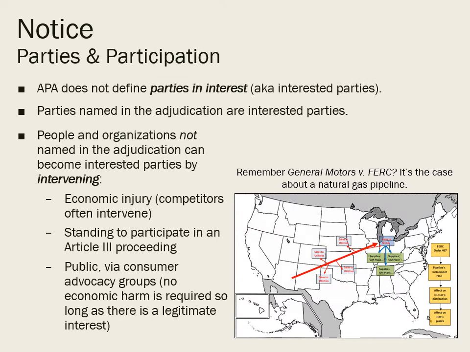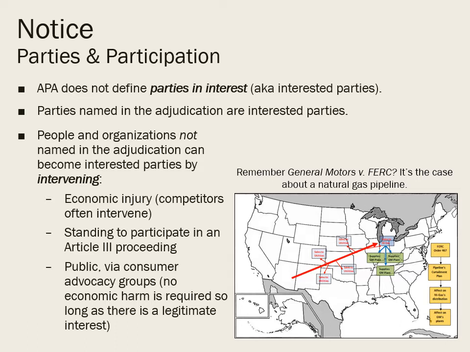Now let's talk for a moment about interested parties, otherwise known as parties in interest. That's the official term. The APA does not define who counts as a party in interest, but clearly any party named in the adjudication is a party in interest. If the case is Social Security Administration versus Gartner, then I am an interested party, so is the Social Security Administration. People or organizations who are not named in the case can become interested parties by intervening in the adjudication.